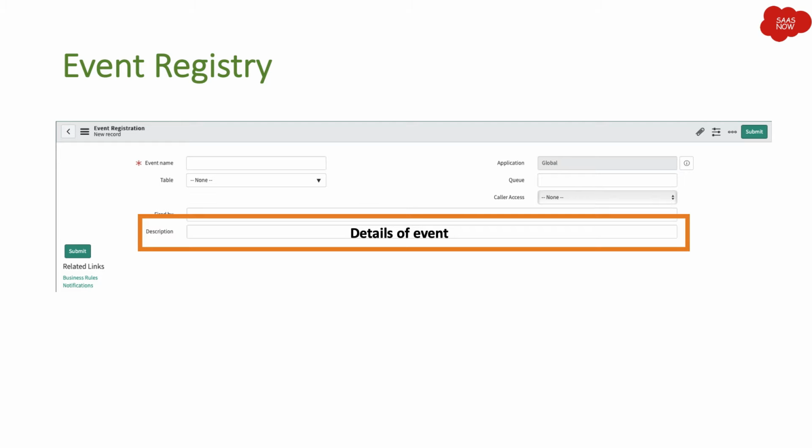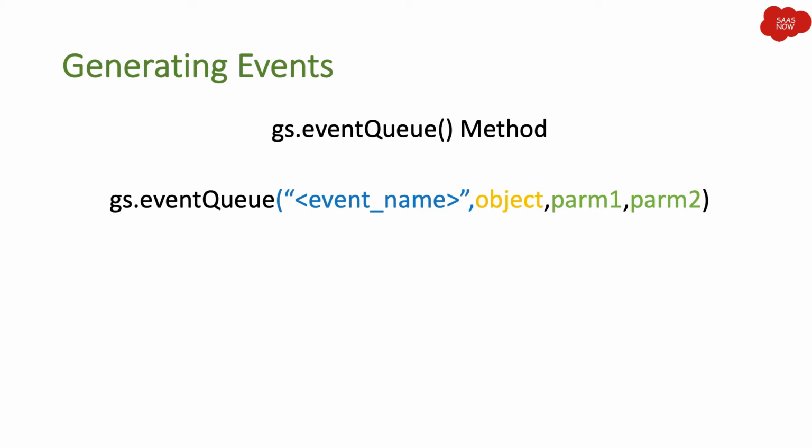Now once you are done with the event registry, the other important part is generating events. So you can generate events in ServiceNow with the help of a GlideSystem method, that is the gs.eventQueue method.